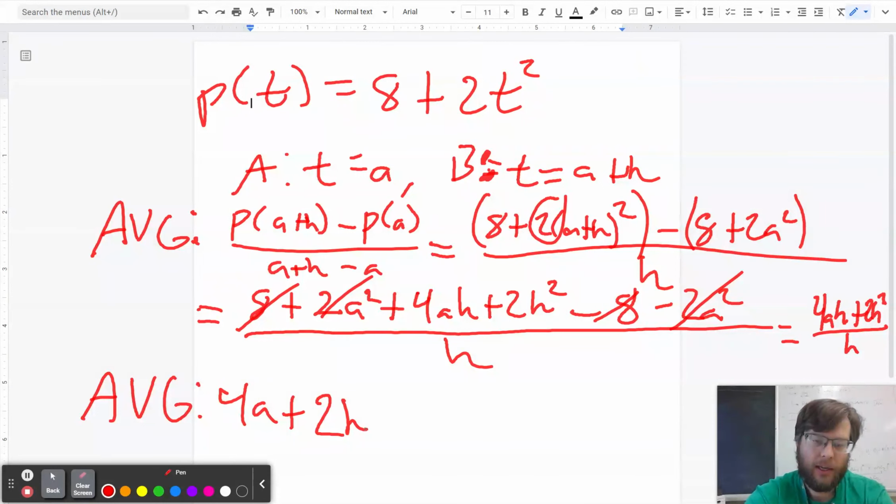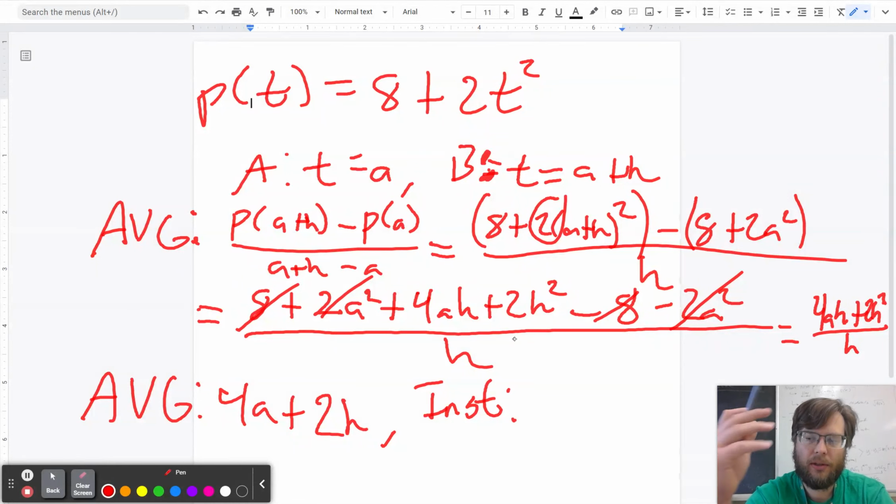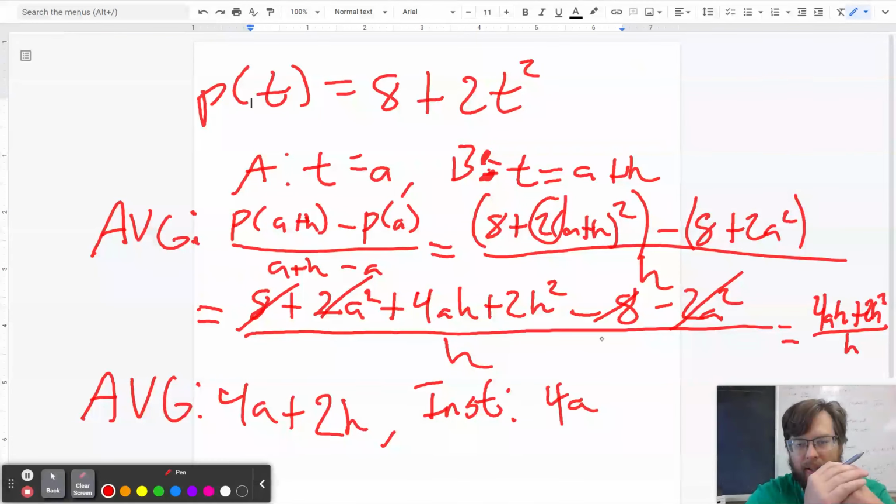Okay, regardless, that's part A. Part B asks for the instantaneous rate of change, and that means that h is equal to 0. We're not looking anymore at a gap. We're looking at an instantaneous moment. And so we just have 4a, which you will recognize as just being the derivative of the above function with a plugged in because it asked about the point a.